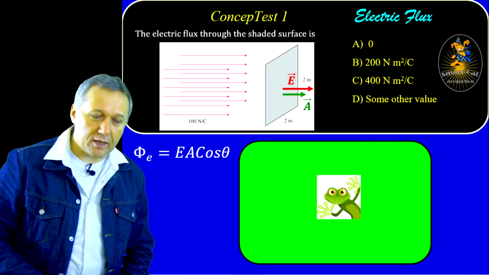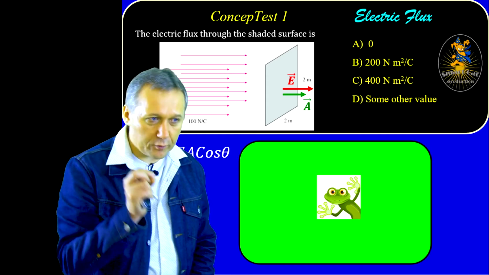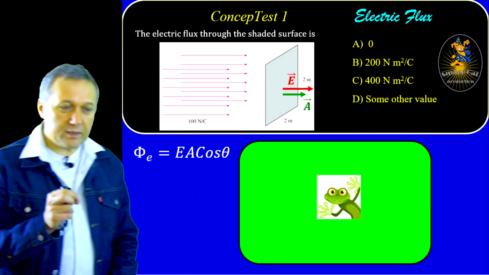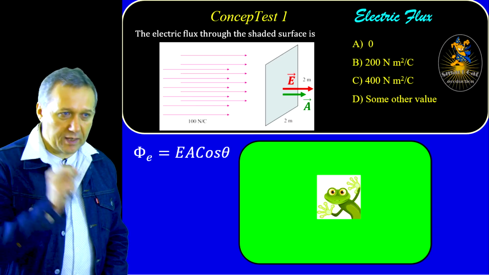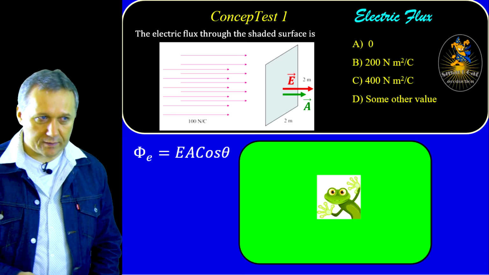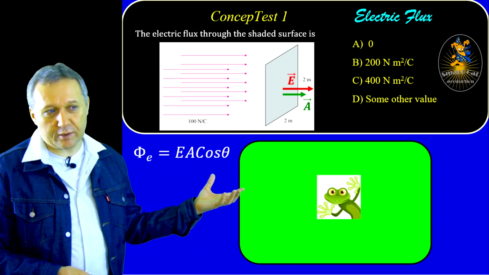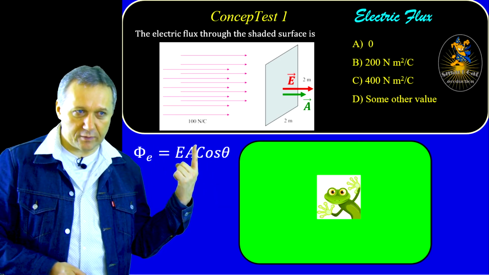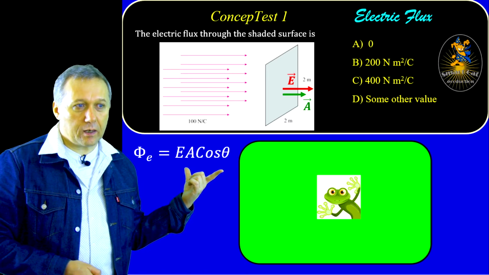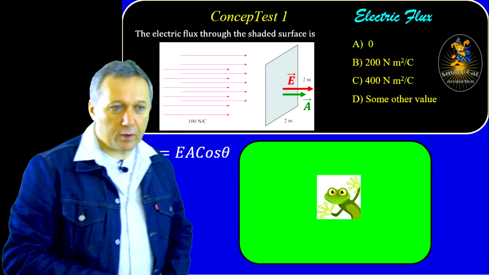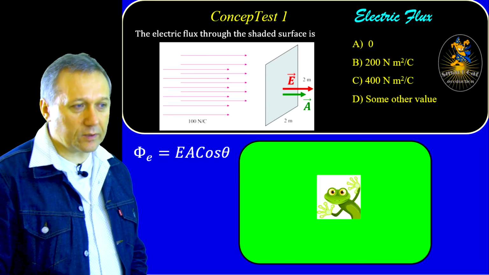In this case, it's not 90 degrees. At the very beginning, quite a few students made this mistake, right? Theta is the angle between the area vector and the electric field vector. So in this case, it is 0, and cosine of 0 is 1. As a result, here we have 400 times 1, so the flux is 400 newtons times meter squared per coulomb.